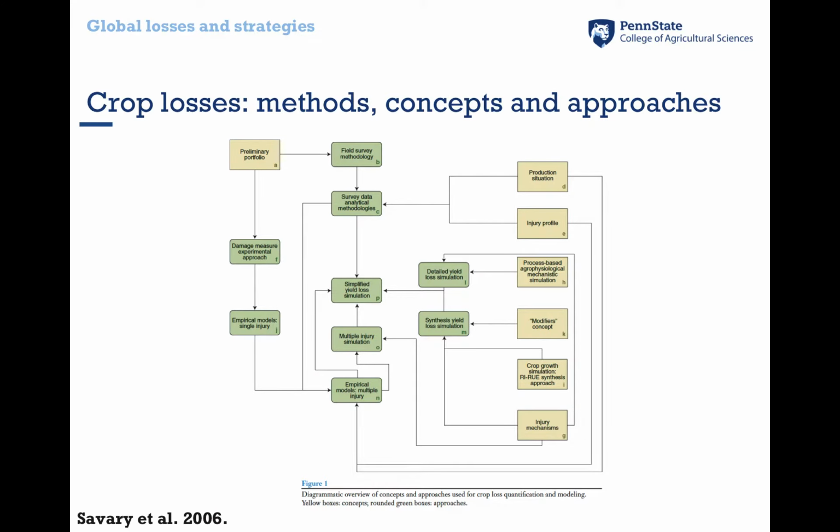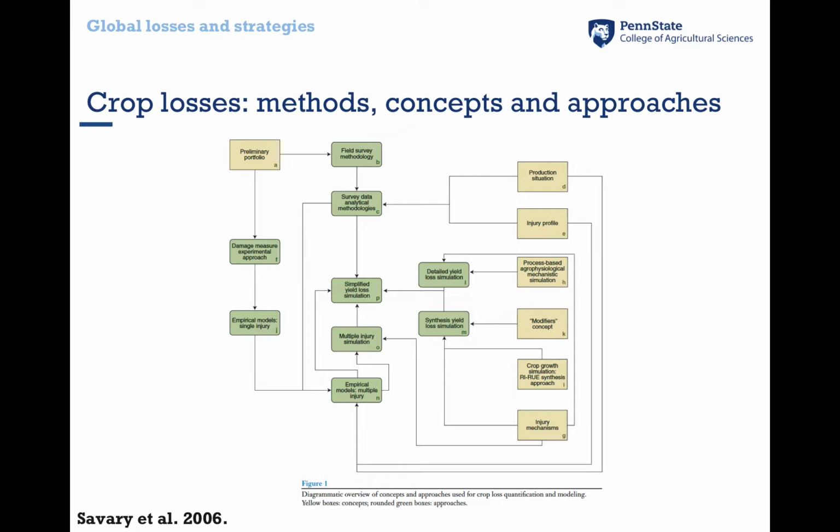If we look here, and this is work by my colleague Serge Savary, who summarized this, one of the biggest challenges, and I was having some conversations earlier today along these lines, is what are the methods? How do we do crop loss assessment? If you think of what we term a preliminary portfolio, there are two primary avenues we can take. One is the experimental layout, damage measure approach, which can be a model-based system, and there are different approaches to modeling, single injury, multiple injury. We won't go into too much detail there.